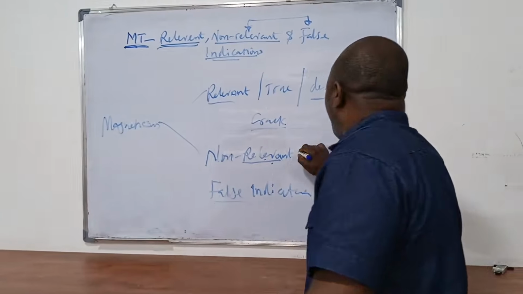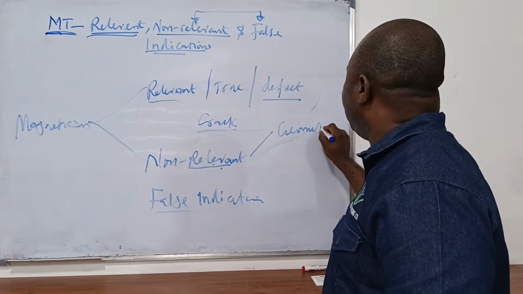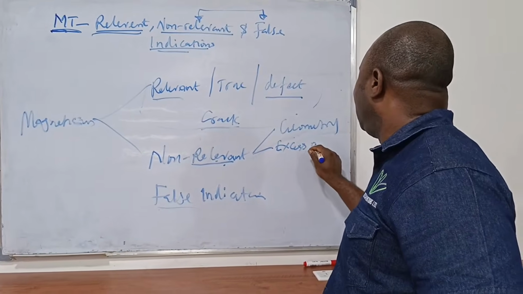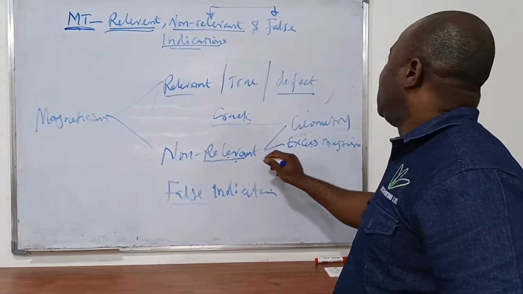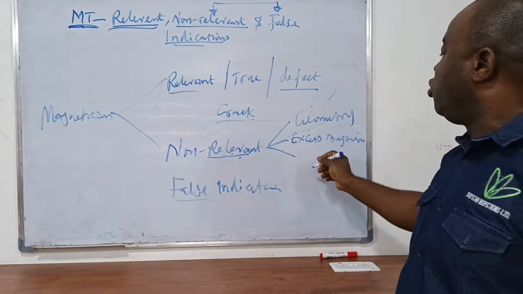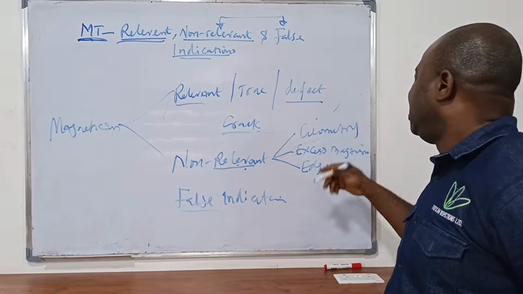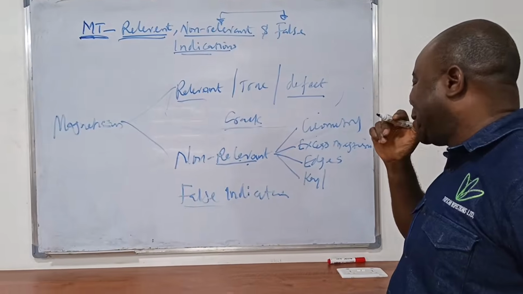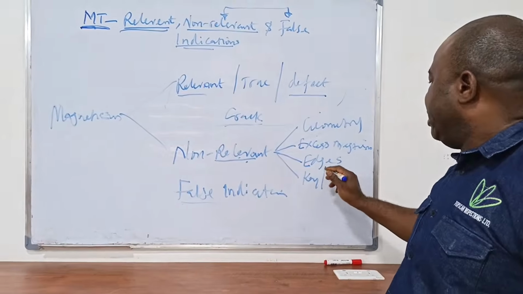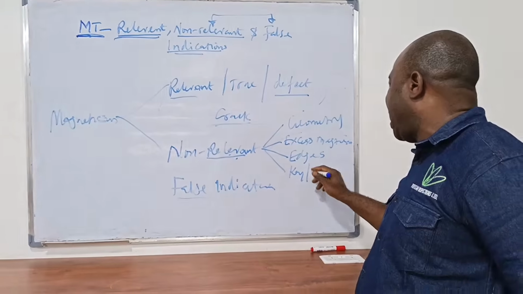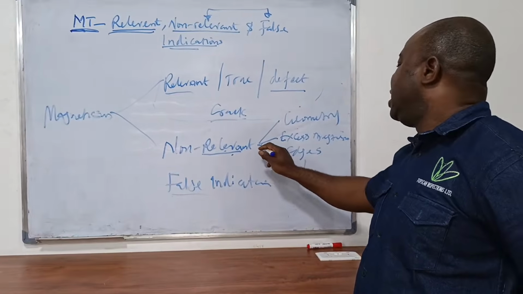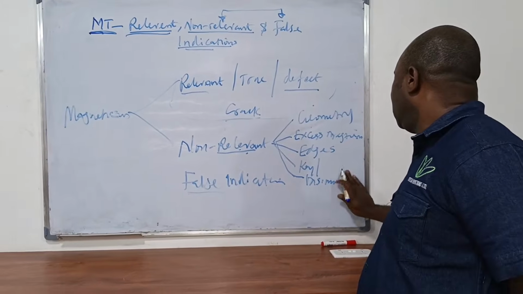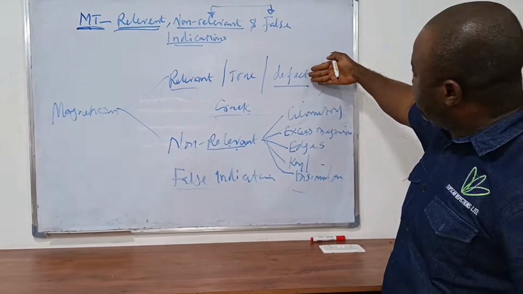Now, this could be due to, one, the geometry of the material. This could be due to excessive magnetization. This could be due to the edges of the material. We have things like a keyway, you have sharp edges, you have points. Then you have things like what we call similar metals. So what do these things do?